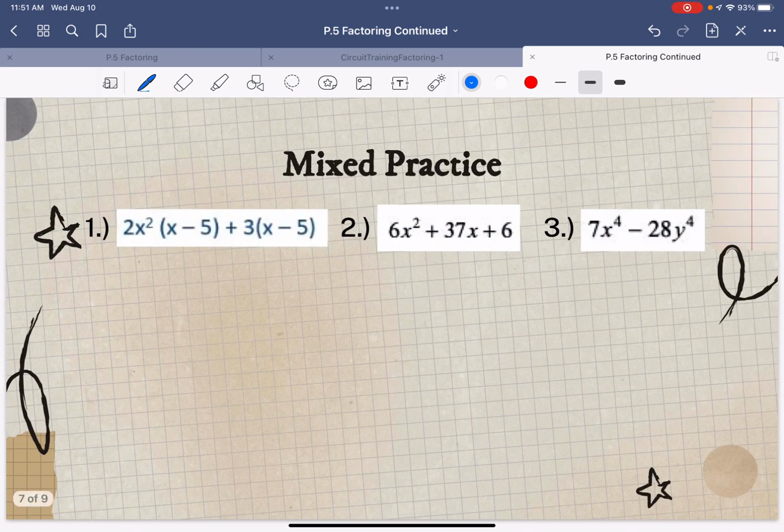All right, we're going to go ahead and look at mixed practice. As we do this, I'm going to walk you through the factoring flow chart and show you how to do this. I'm hoping that this gets you prepared for both your homework and your quiz that's due this week.